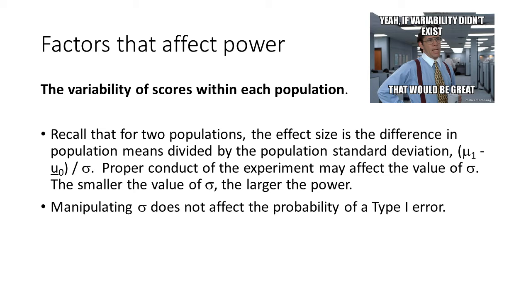So in this case, recall that for two populations, the effect size is the difference in population means divided by the population standard deviation, and you can see the math there. Proper conduct of the experiment may affect the value of your standard deviation. The smaller the value, the larger the power. So simply cut down on that error, whether that's including some sort of covariate or whether that's collecting a more homogeneous sample, although there's some issues with that. I do highly recommend covariates. And the bright side about this, manipulating your standard deviation doesn't affect your type 1 error rate. It keeps it the same.